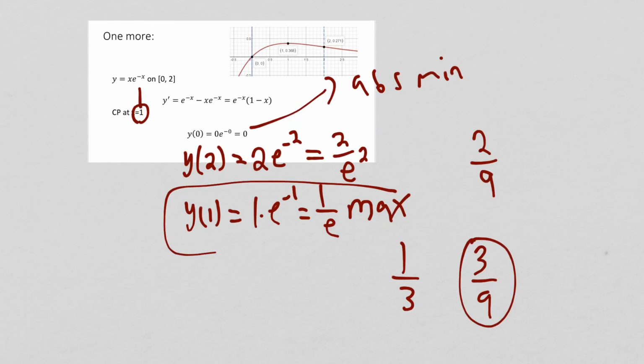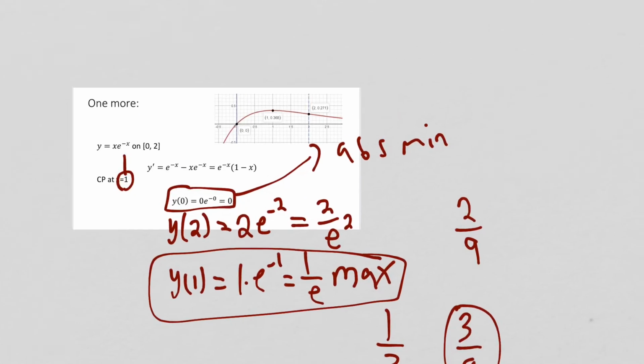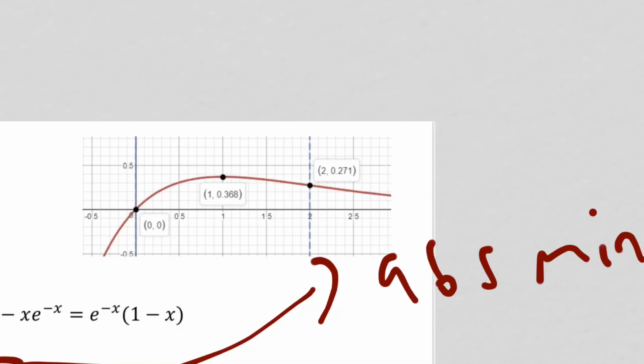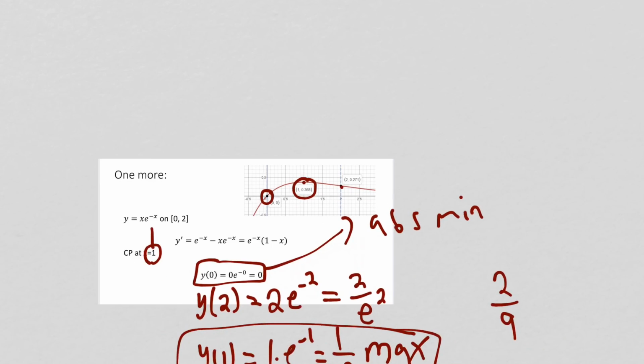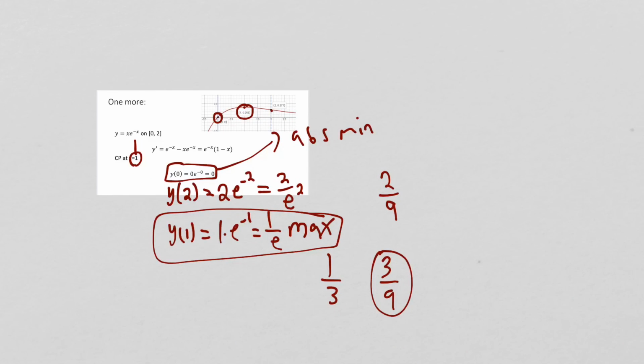So we have 1 comma 1 over e, and then we have 0 comma 0. And then we can see that in this graph, because here we have 0 comma 0 is the minimum in this interval, and then this just barely, at x equals 1, we have our maximum. On our other interval, this is slightly below this one, which is what we found down here when we compared the two by doing a little bit of rounding.